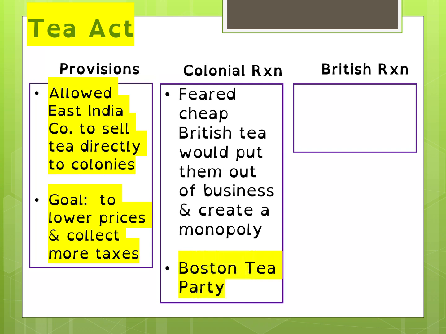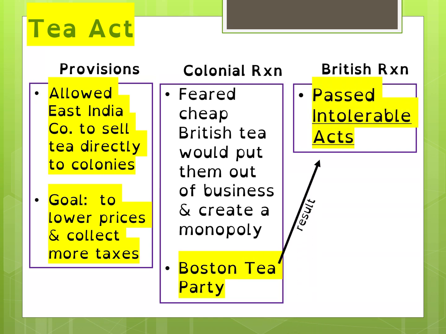The East India Company is obviously upset, and Parliament is upset back in Britain because yet again, the colonists are just refusing to comply with their rules. So they're really going to crack down this time. They've had enough. And the result of the Boston Tea Party is that they are going to pass what become known as the Intolerable Acts.